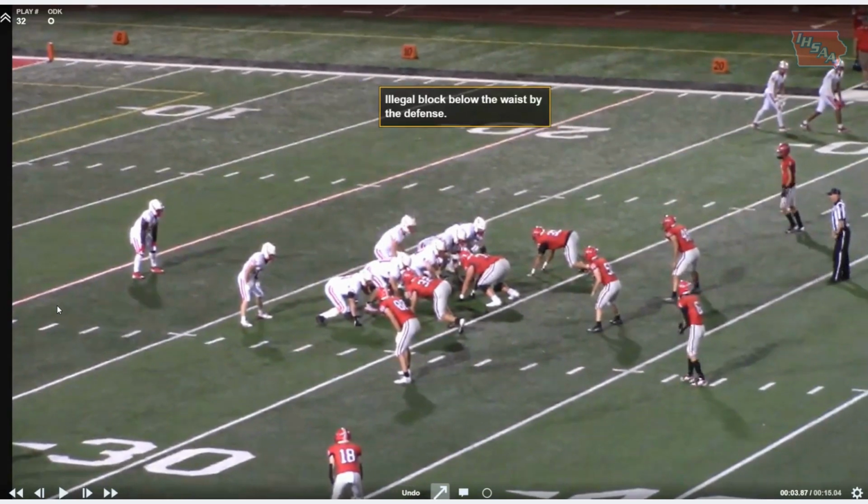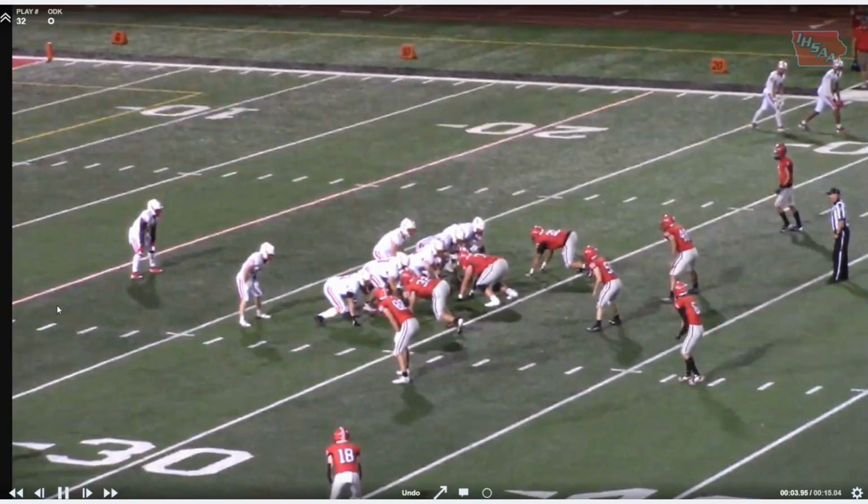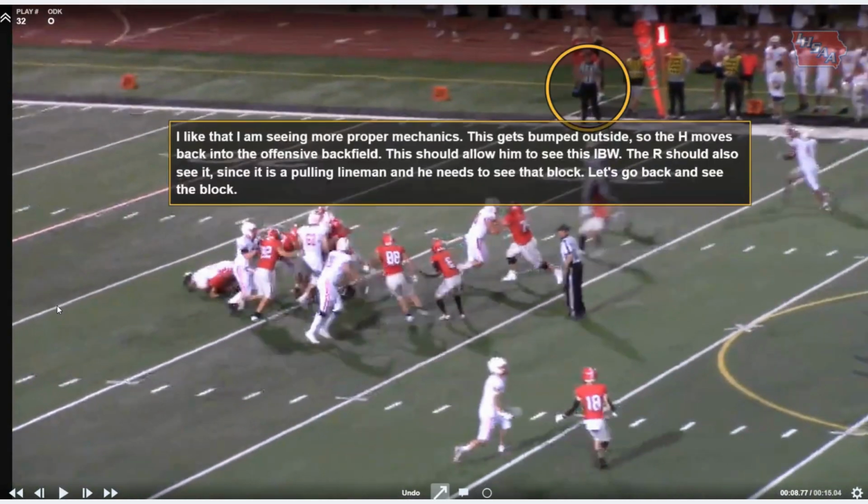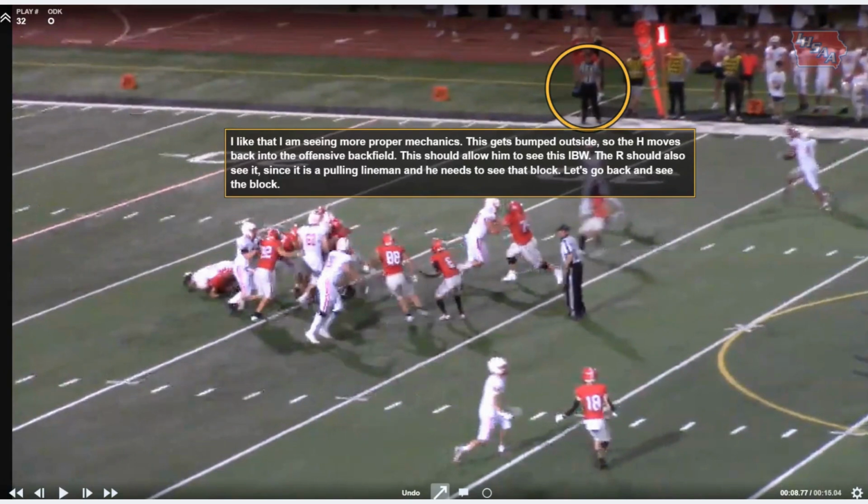Two plays in a row here, a two-play vignette, as Steve Shaw says on our college tapes. So both of these are illegal block below the waist by the defense. And I'm not 100% sure if we got these or not on the field. I hope we did. But let's just talk about it and talk about who should see this. So again, what we're looking at, maybe you saw it, but we'll go back. And I want to point this out. I'm seeing a lot more proper mechanics like we're talking about.